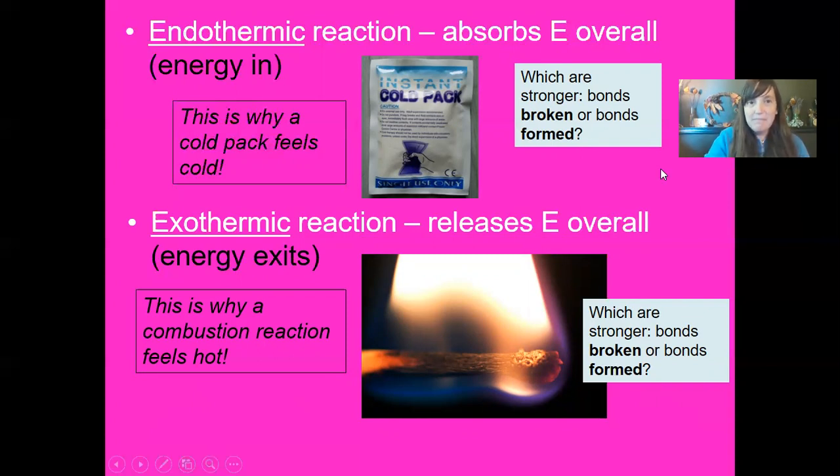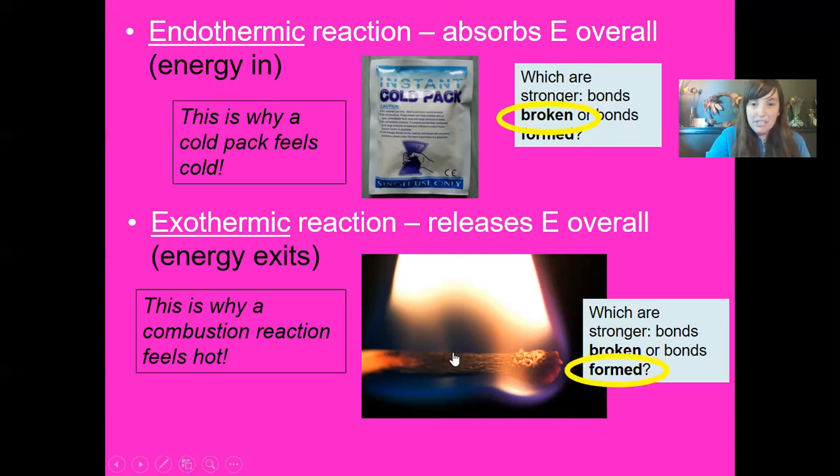Okay, so back to the endothermic reaction. What's going to be stronger, the bonds broken or the bonds formed? Well, overall, it's absorbing energy. That must mean it takes a lot of energy to break those bonds. That means the bonds broken are stronger. In our exothermic reaction, it'll be opposite. It must mean you're making things with really strong bonds, and so that releases a bunch of energy.